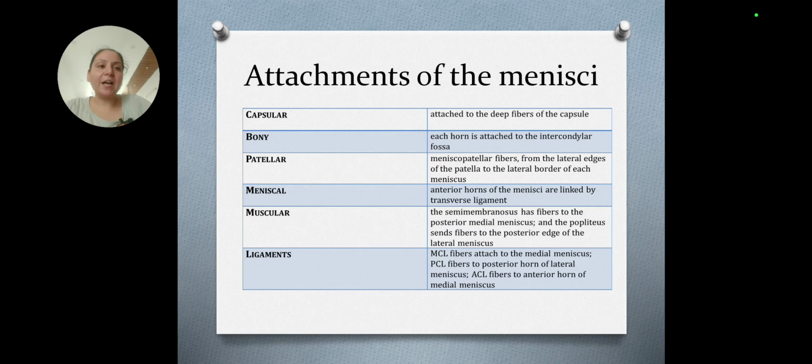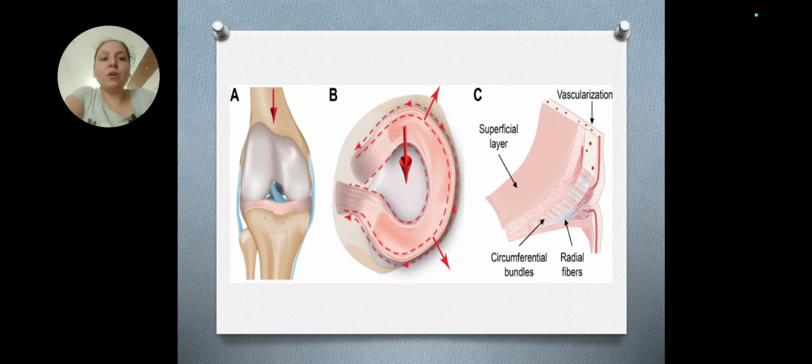So these are the normal attachments which are important. Now you can see the surface over here, diagram B. I want to show first, this is the normal where the menisci is lying. This is the meniscus. Can you see?